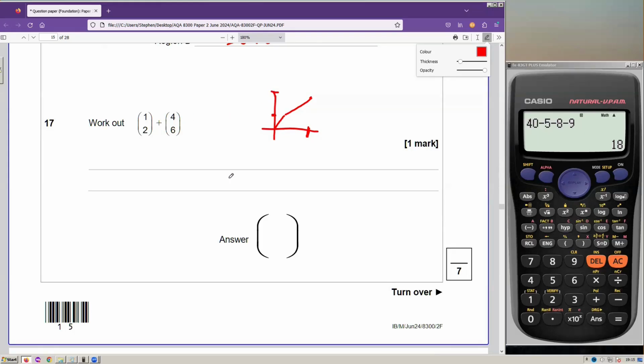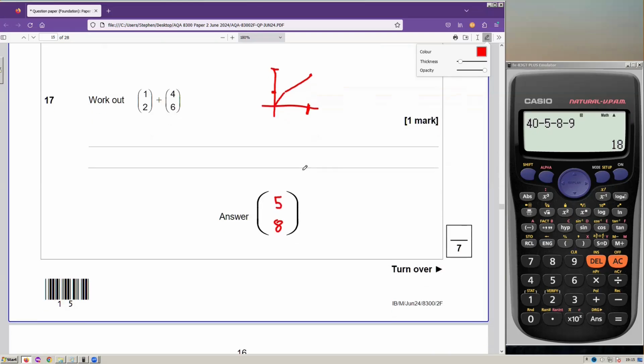So we end up with 1 plus 4 is 5, and the 2 and the 6 is 8. That would be the x component, this is the y component, and they're shown like this to show they're a vector, not a point.